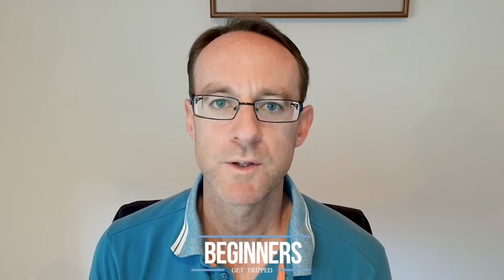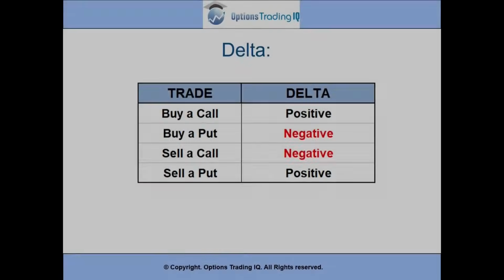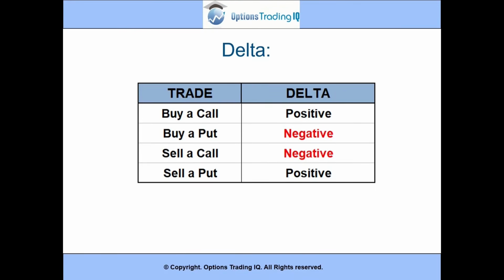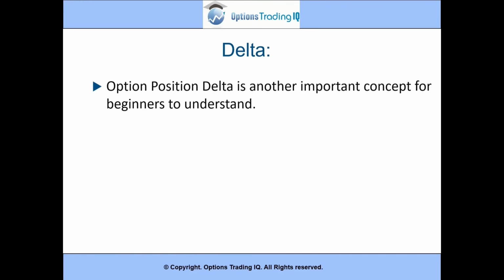Here's where beginners get tripped up. Your position delta depends on whether you bought or sold the option. If you buy a call, you have positive delta. If you buy a put, you have negative delta. Pretty straightforward. But if you sell a call, even though the call has positive delta, you actually have negative delta. And if you sell a put, the put has negative delta, but you, because you sold the put, have positive delta. Option position delta is another important concept for beginners to understand.